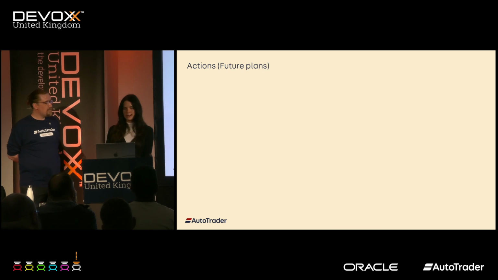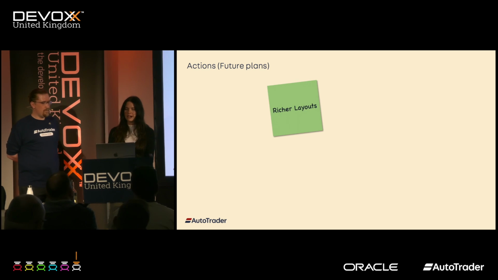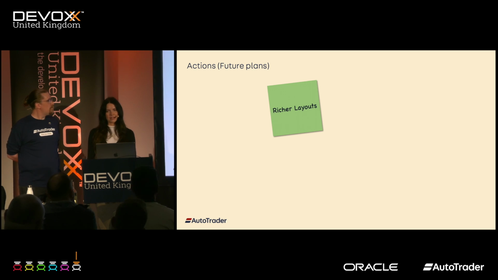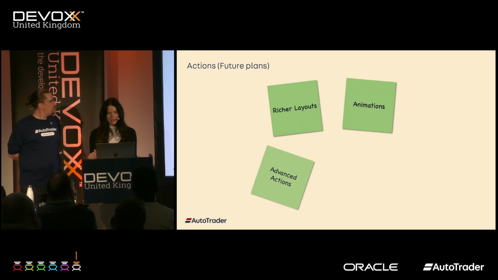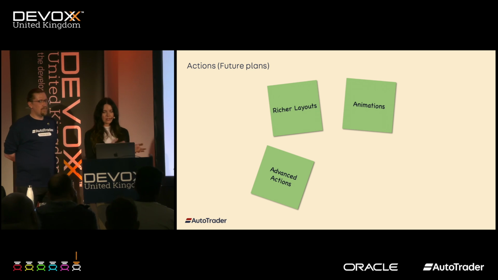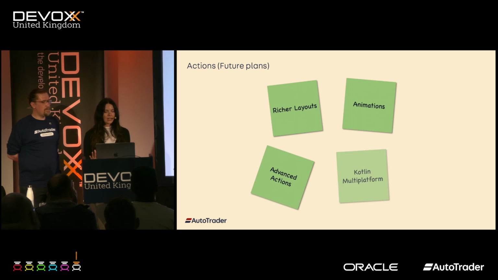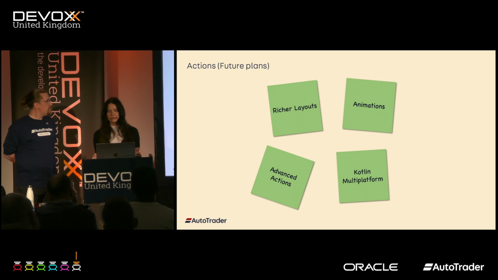We're going to talk a bit more now about our actions and future plans. We've got a few things like richer layout handling, like overlaying components, maybe dynamic UI for tablets. We also want to work a bit more on animations, add a bit of flair, make it a bit cute. Advanced action handling as well, maybe interact with subsections or include animations when it comes to that. And we've mentioned Kotlin multi-platform quite a few times. That's already in use, but we're slowly starting to share more code now across platforms and use that a lot more.